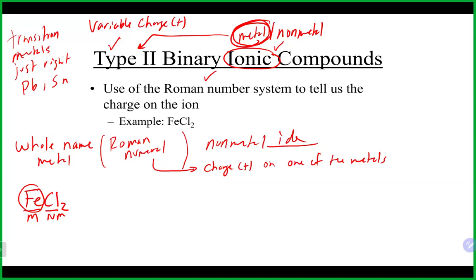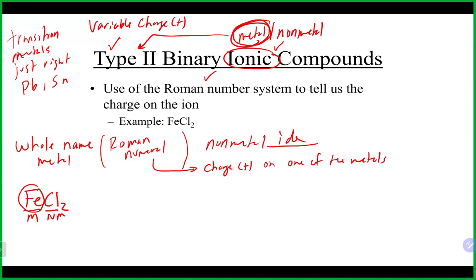That is kind of what you want to think about. These are things you did not have to think about when we did type 1. You could just go right into the naming once we identified it. But here we do need to use the Roman numeral. That also means that you need to figure out what is the charge in the case of iron. Iron can have multiple types of charges depending on what it's attached to.